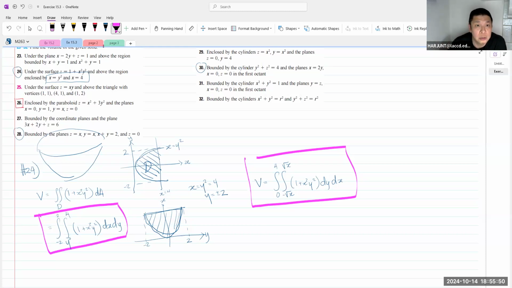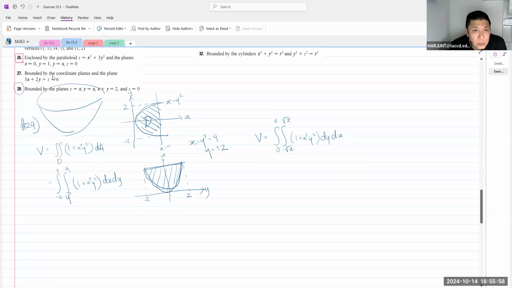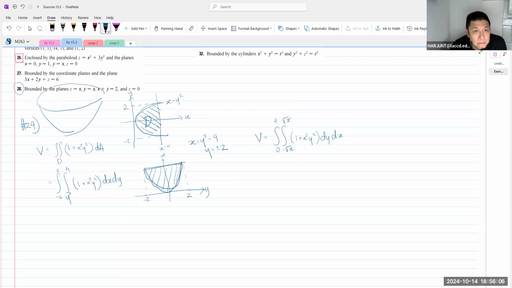I honestly don't know. The way I think is the following. This one, if I integrate with respect to x, let's see what happens. Let's integrate from -2 to 2. We cannot do symmetry yet, because we have y inside the inner integral. Okay, integrate with respect to x, that will give me x plus 1/3 x cubed y squared from y squared to 4 dy.